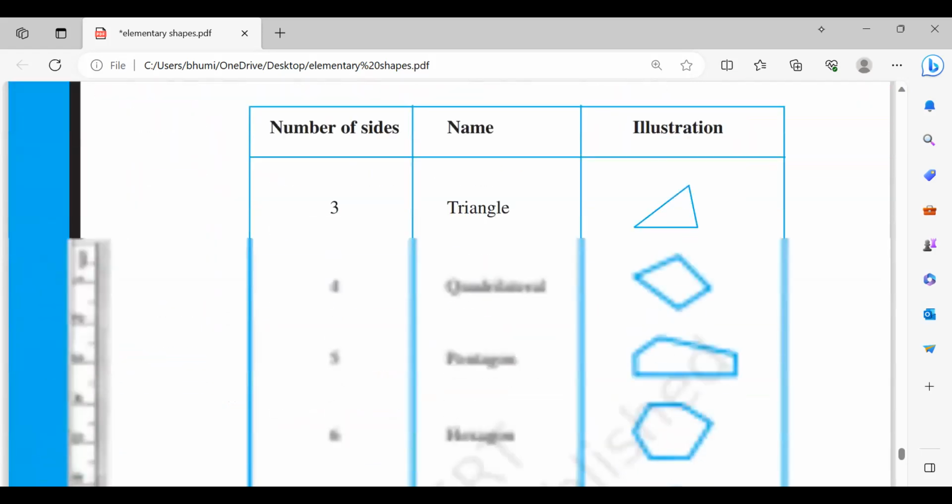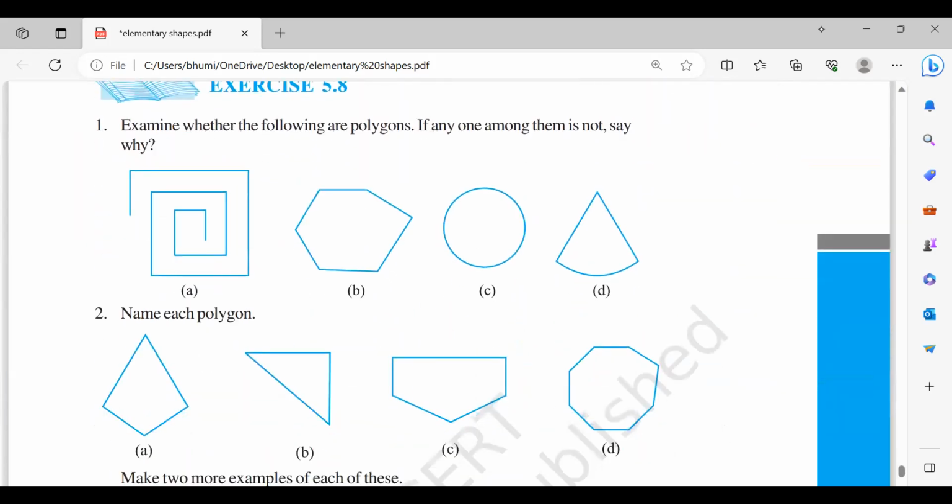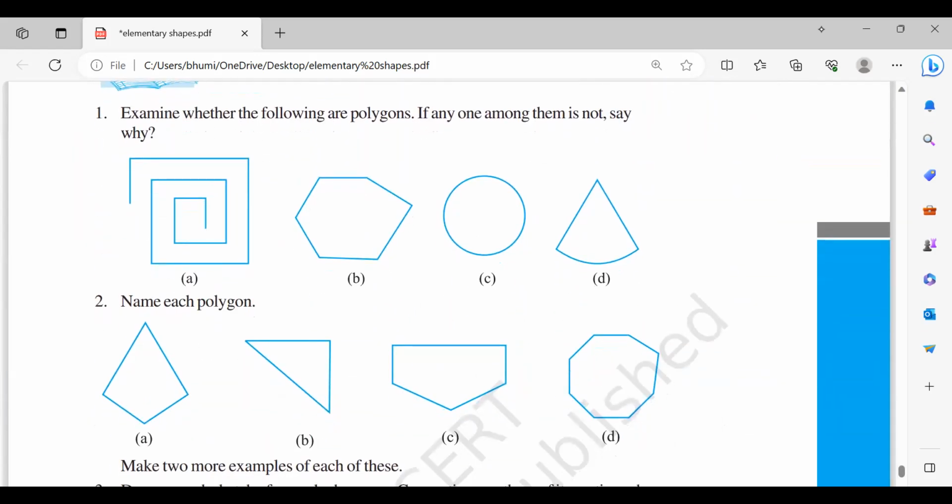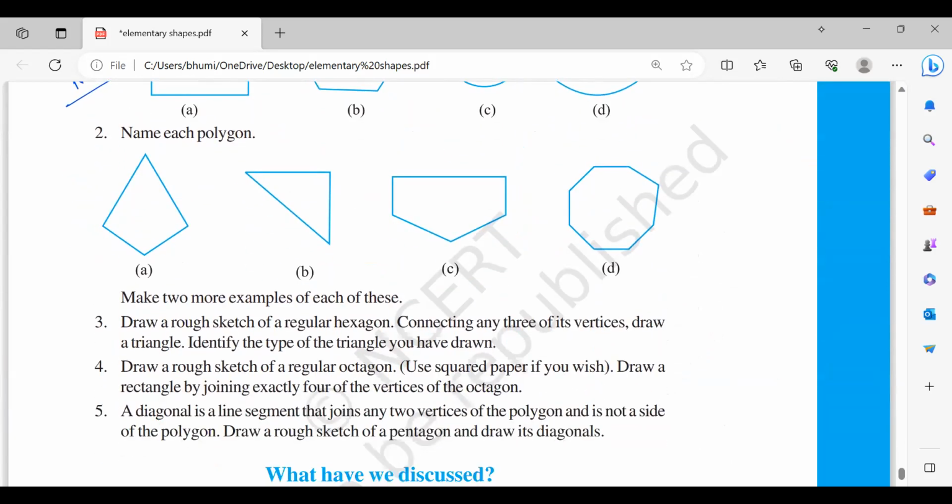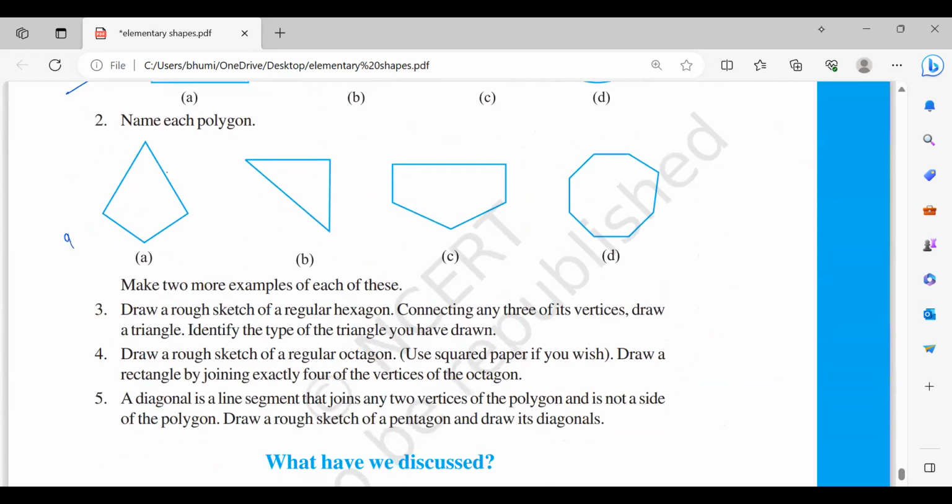Okay. Now coming to the next exercise related to polygons. Examine whether the following are polygons. It is not, because it is an open curve. Polygons are always bounded. This is a curve, not a polygon, and this is also not a polygon because polygons are only line segments, not curves. Name each polygon. This has 4 sides, so quadrilateral. This is a triangle. This has 5 sides, so pentagon. This has 1, 2, 3, 4, 5, 6, 7, 8 sides, so octagon. Okay.